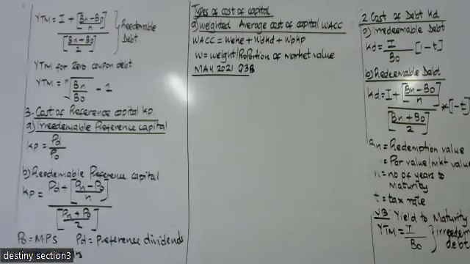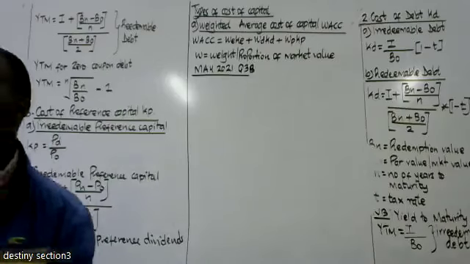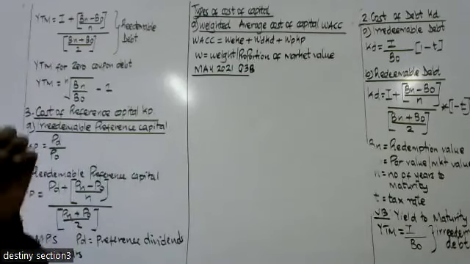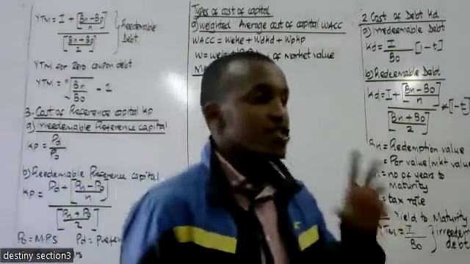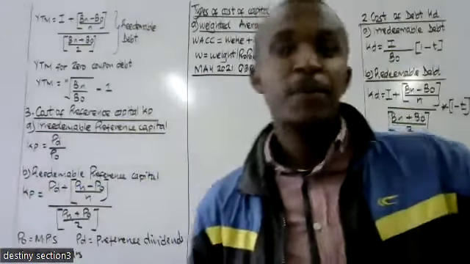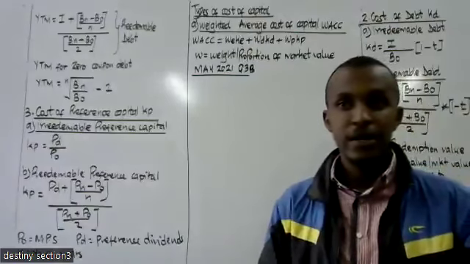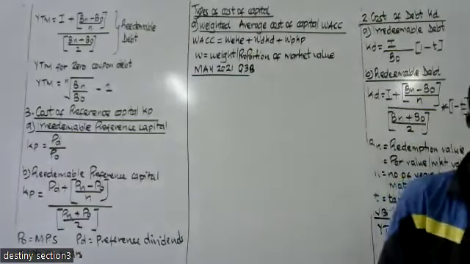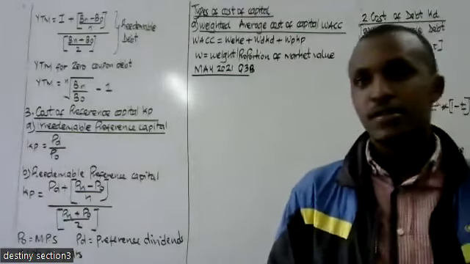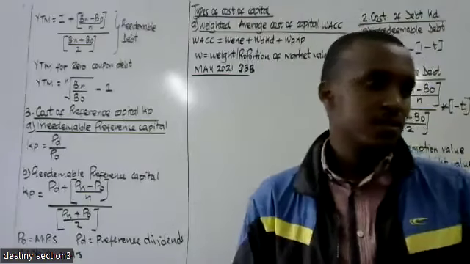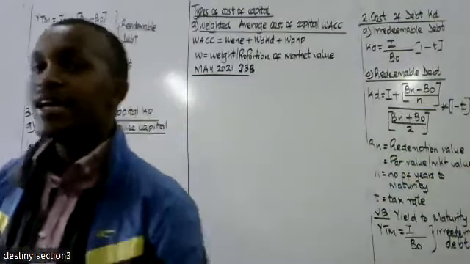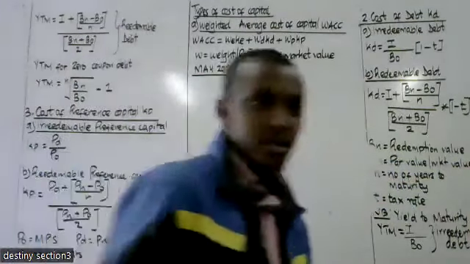So the cost of capital comprises three things. Number 1, cost of equity. Number 2, cost of debt. Number 3, cost of preference shares. Equity is further broken down into two things. Number 1, ordinary shares. Number 2, retained earnings. So equity is made up of ordinary shares and retained earnings.